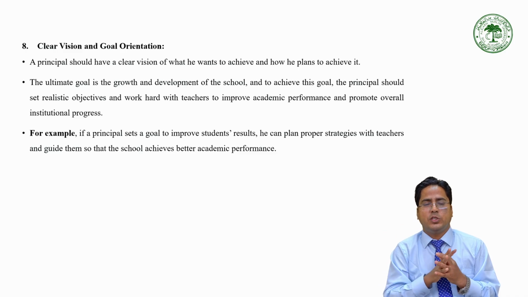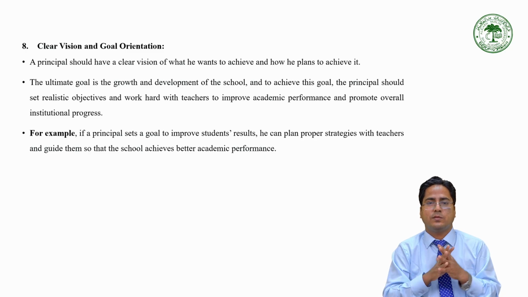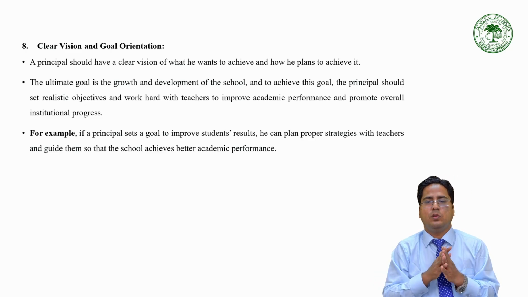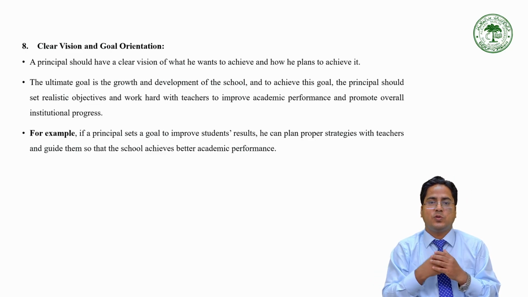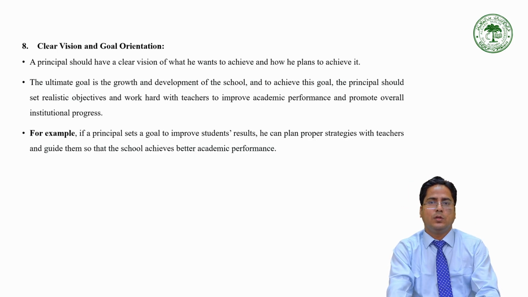Clear vision and goal orientation. A principal should have a clear vision of what he wants to achieve and how he should achieve those things. He should be visionary. Vision with mission. The ultimate goal is the development of the school, growth of the students, achievement of the goal, and the principal should set realistic goals for the school. He should take help of the teachers, the students, and the parents in the achievement of these goals. Therefore, clear vision and goal orientation is also one of the qualities of a school principal.